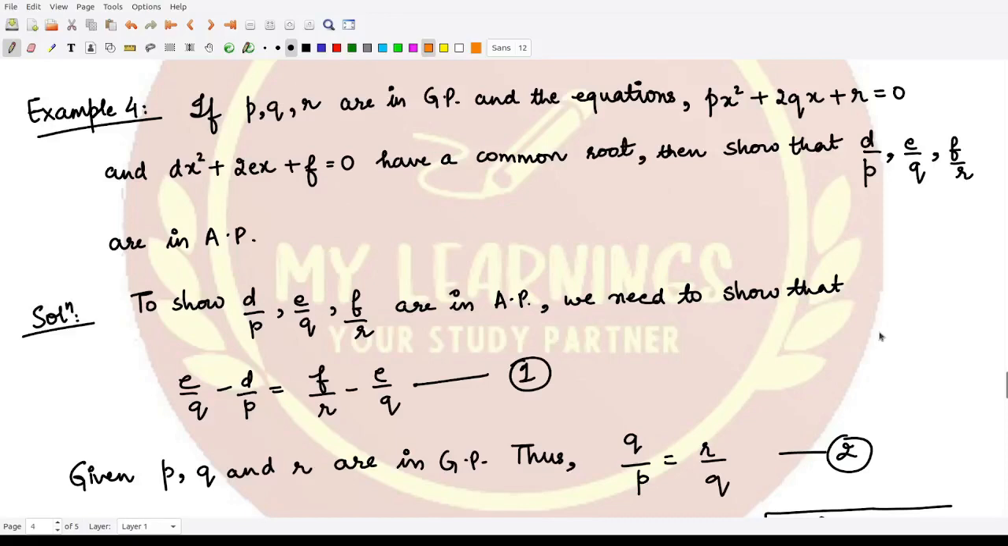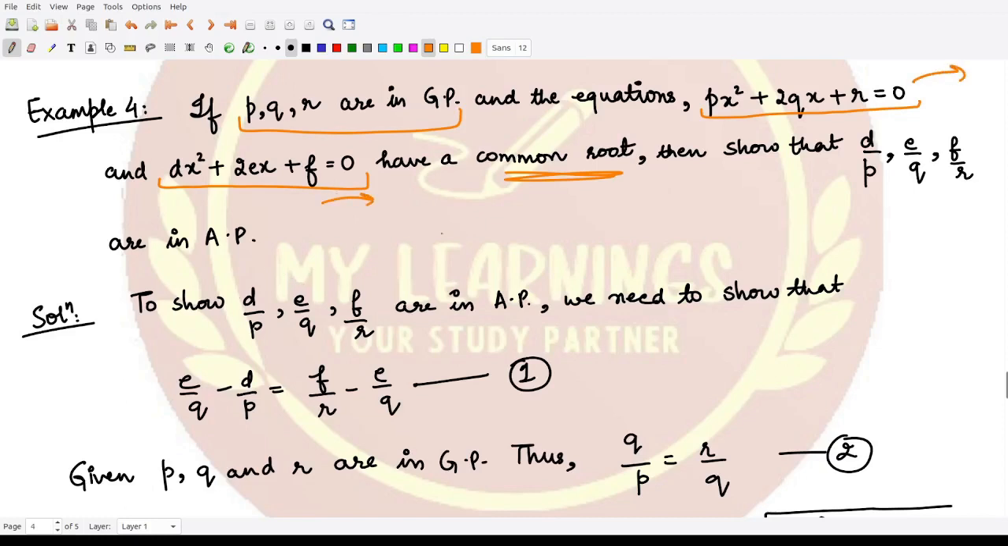In this video, we'll be solving an example from the miscellaneous examples. So here the question is, if p, q and r are given to be in GP, this is given to us. Further, we are given that the equation px² + 2qx + r = 0 and this equation dx² + 2ex + f = 0 have a common root. So whatever is the solution to this one, the same is the solution for this one also.